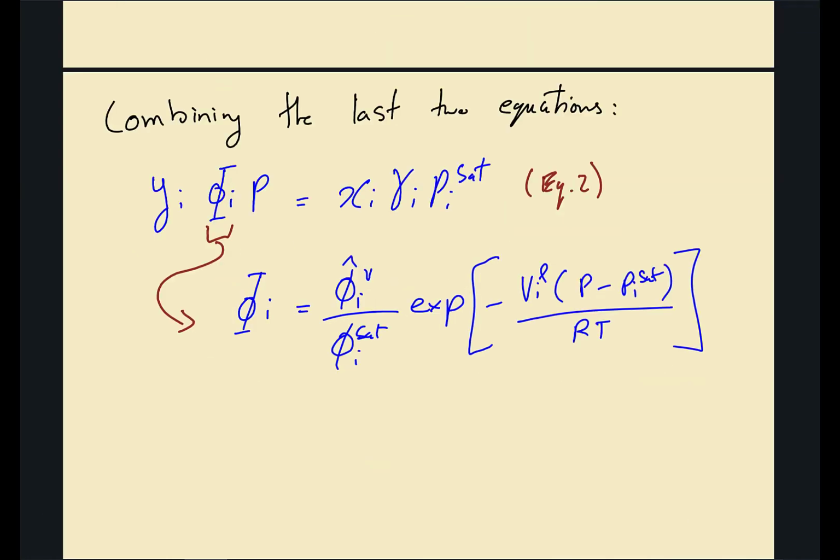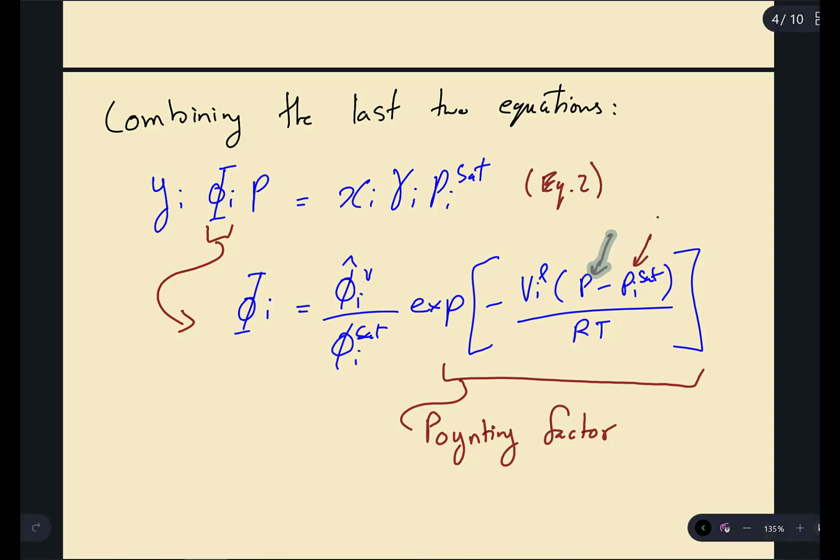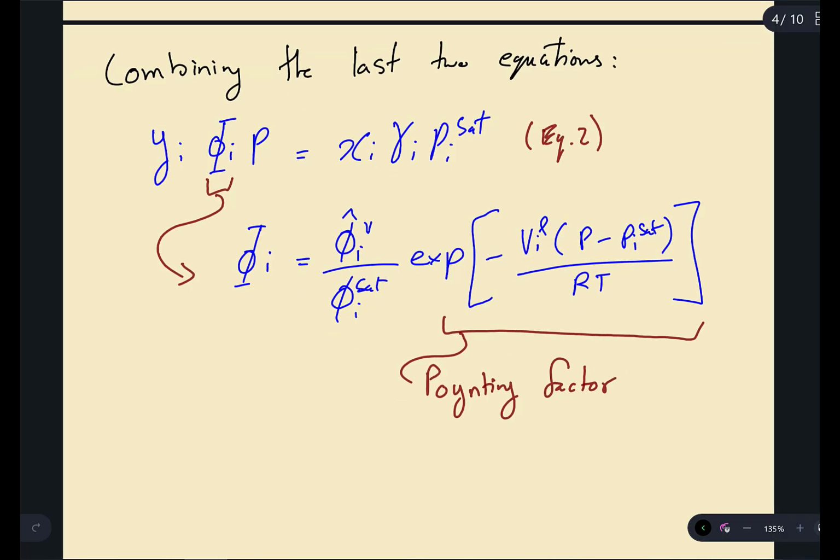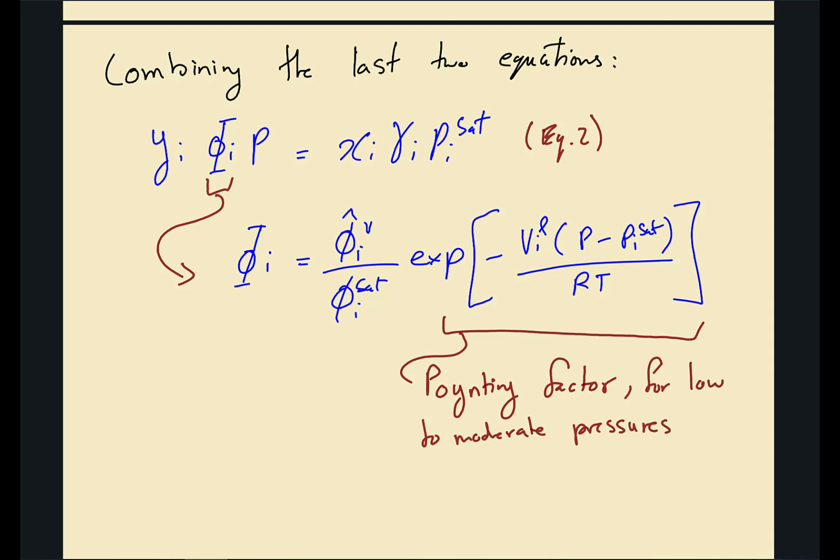The one thing to know about this factor, we've already seen this factor before, and I believe we called it the Poynting factor. For low to moderate pressures, when this pressure is similar to the saturation pressure and so on, this in fact goes to 1. So this Poynting factor for low to moderate pressures is going to be approximated as 1.